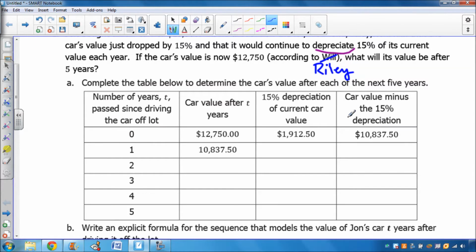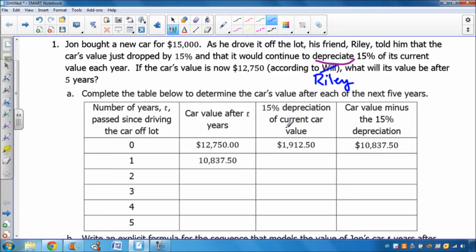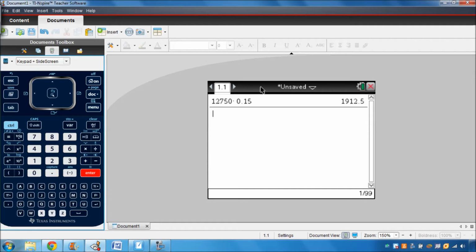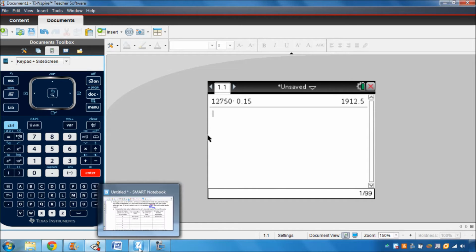So question A, complete the table below to determine the car's value after each of the next 5 years. So let's see what they did here. So at the beginning, it cost $12,750 right here, right? So 15% of $12,750 we can calculate by just multiplying 12,750 by 0.15. So go ahead and try that in your calculator and see what happens. So if you take a look at what we have here, it's 12,750 multiplied by 15% or 0.15, you get $1,912.50. That's how much money you lose for the value of the car. So that's the depreciation of the car value.